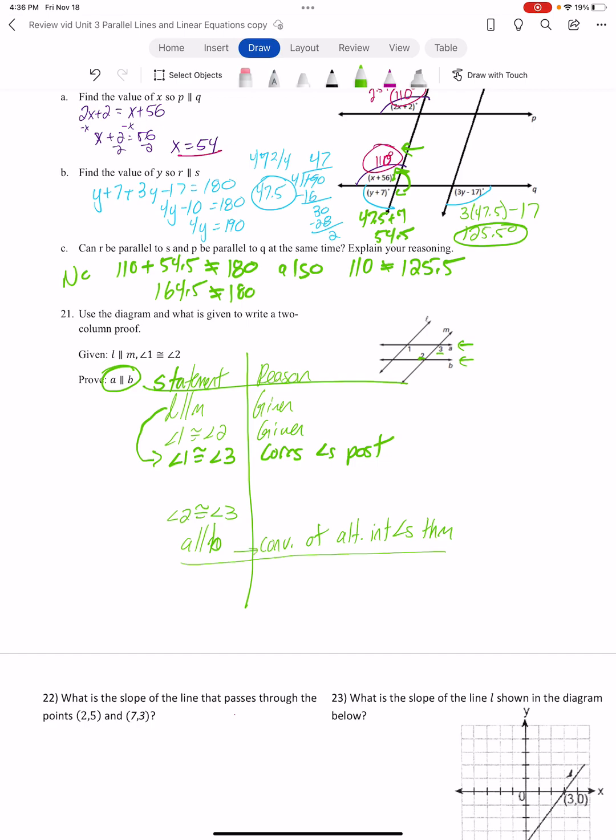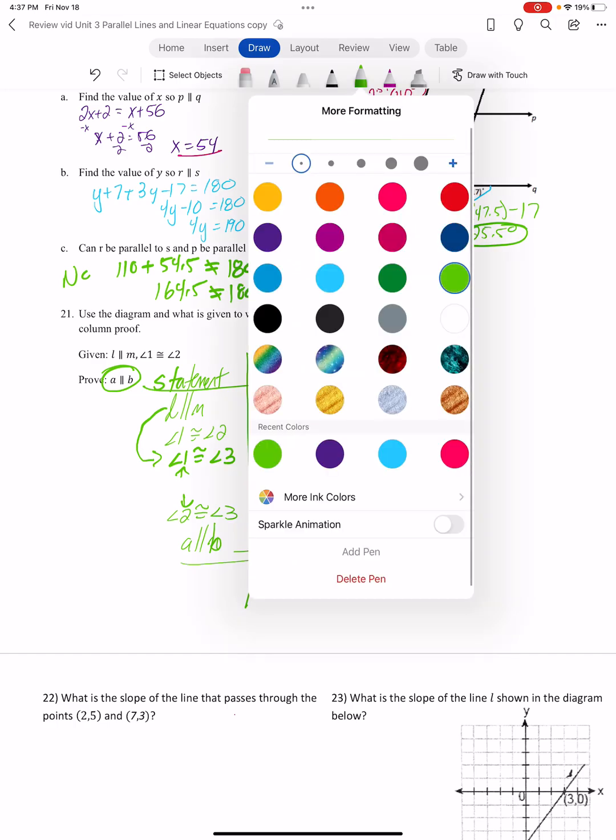So I know 1 is congruent to 2, and 1 is congruent to 3. How do I know 2 is congruent to 3? Because I can replace the angle 1 right here with angle 2. That's going to be good old substitution. And so that's our entire proof. So substitution, then the converse of the alternate interior angles theorem.